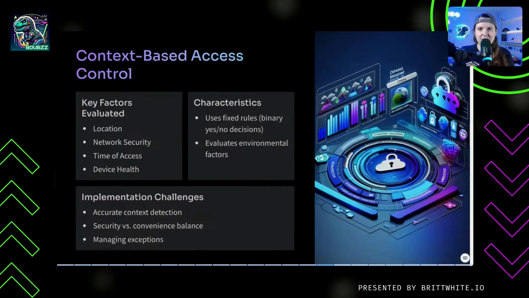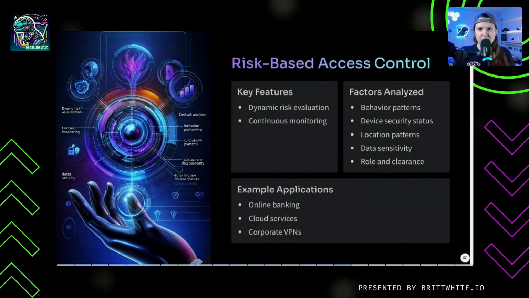Finally, managing exceptional situations. What happens when a senior executive needs emergency access from an unusual location? Or when our context detection systems fail? We need clear procedures for emergency access or system failures. Remember, context-based access control checks not just your ID, but also where you're coming from, when you're arriving, and what device you're using. Now let me introduce you to risk-based access control.